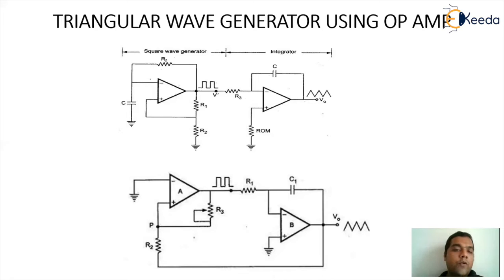Whereas when the node potential P goes slightly below the 0 value, automatically the inverting pin will be greater than the non-inverting pin. The output of amplifier A will be minus of Vsat. That time the second circuitry will integrate the energy to produce positive Vramp. So overall, if you observe, both the circuits are giving us a similar logic where the output is going to be a triangular waveform. So now let's understand what happens in the second circuitry.